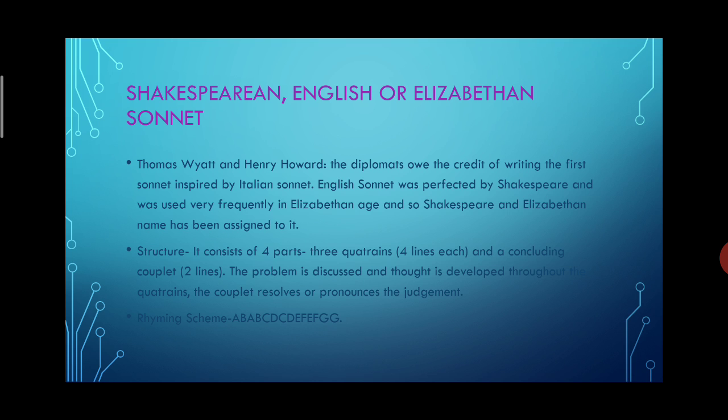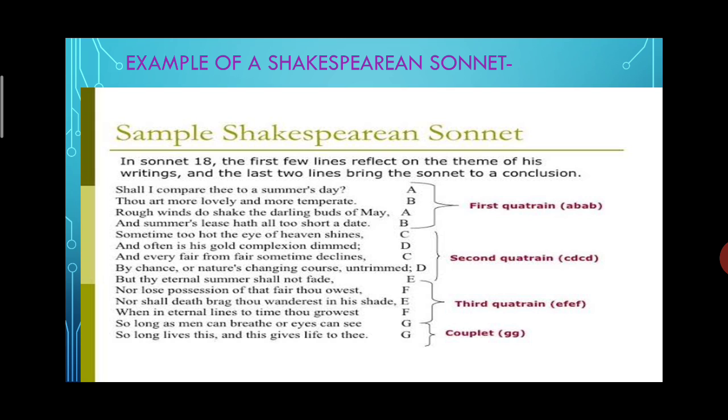The problem is discussed and thought is developed throughout the quatrains, means whatever the problem is discussed in the 12 lines, 3 quatrains of 4 lines each, and the rhyming couplet, the last couplet, gives the solution to the problem. And the rhyming scheme is very simple. It is different from the Petrarchan sonnet. A B A B, C D C D, E F E F, G G. The last couplet rhymes.